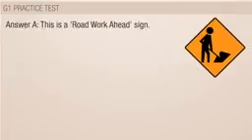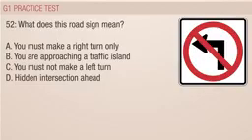Answer A. This is a road work ahead sign. Question 52. What does this road sign mean? A. You must make a right turn only. B. You are approaching a traffic island. C. You must not make a left turn. D. Hidden intersection ahead.